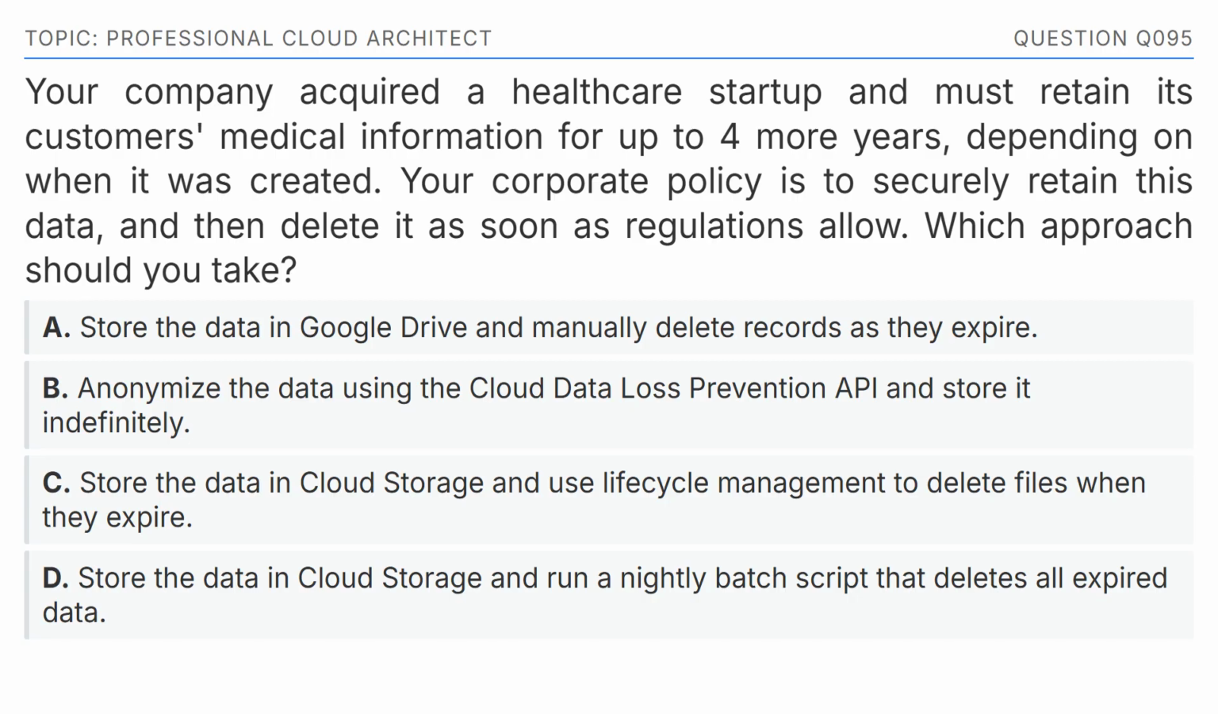The options are: Option A. Store the data in Google Drive and manually delete records as they expire. Option B. Anonymize the data using the Cloud Data Loss Prevention API and store it indefinitely. Option C. Store the data in cloud storage and use lifecycle management to delete files when they expire. Option D. Store the data in cloud storage and run a nightly batch script that deletes all expired data.